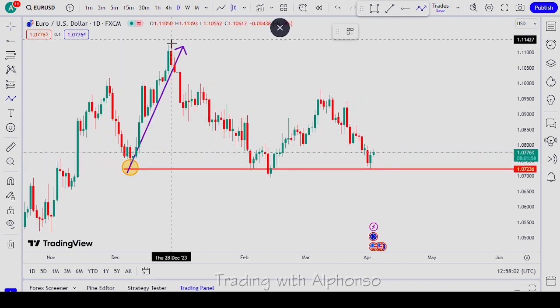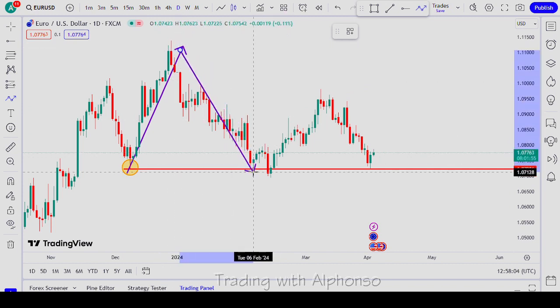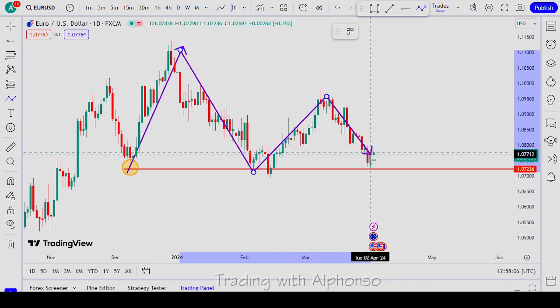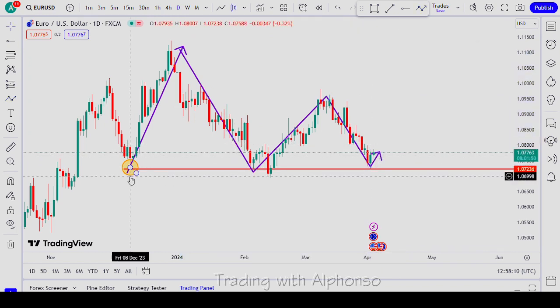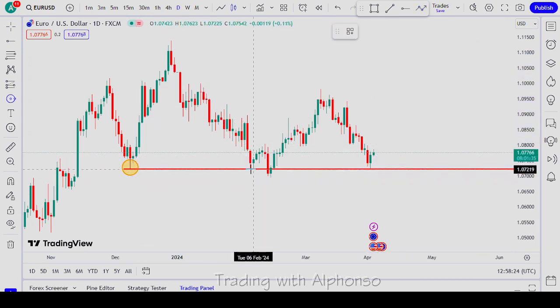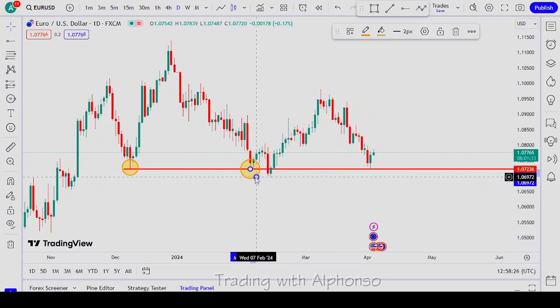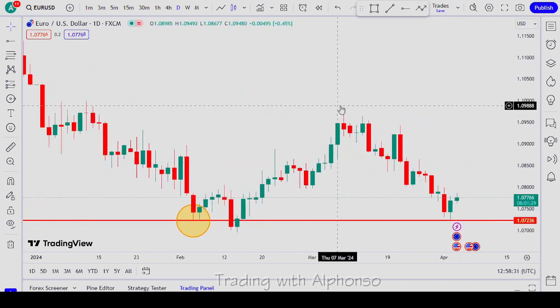Price came here at this point. Price came back here, then went up, came back again. Now price is bouncing out of this level. So this is a strong support level. Price came here, went up, then price came here at this point, broke my support level.